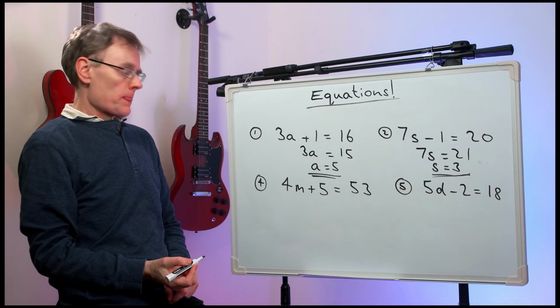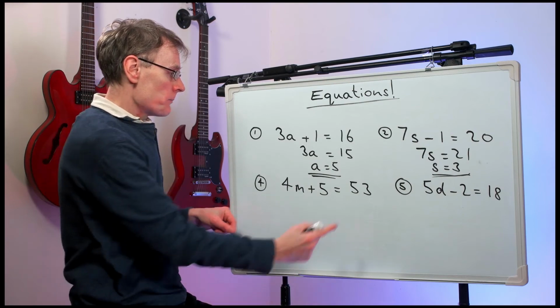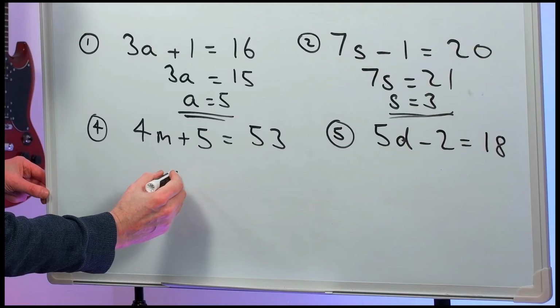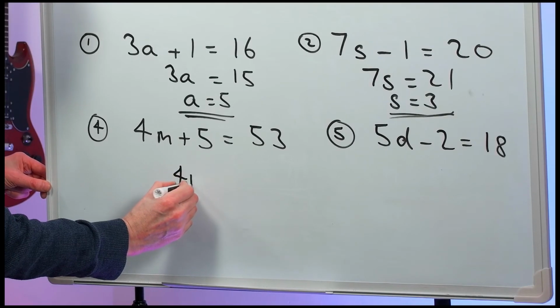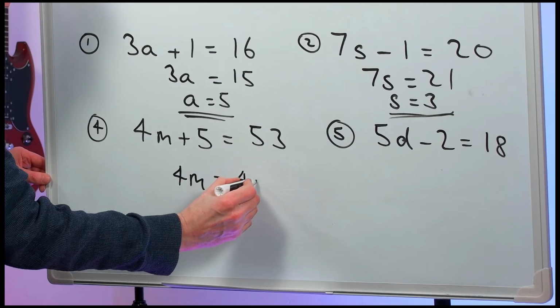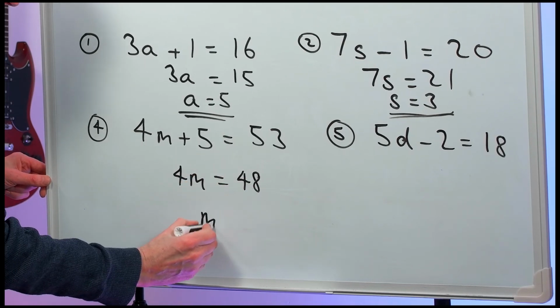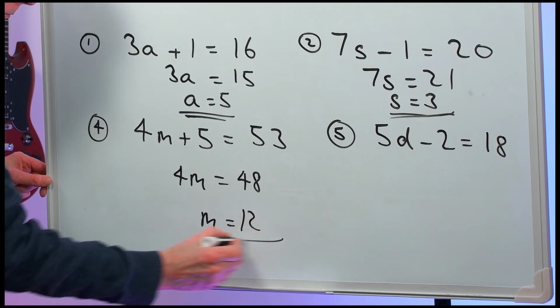Number 4. To get rid of that plus 5, we're going to take away 5 from this side, so we must take away 5 from that side. So this side we're left with 4m. Take away 5, we have 48. 4m equals 48, so m equals 12.